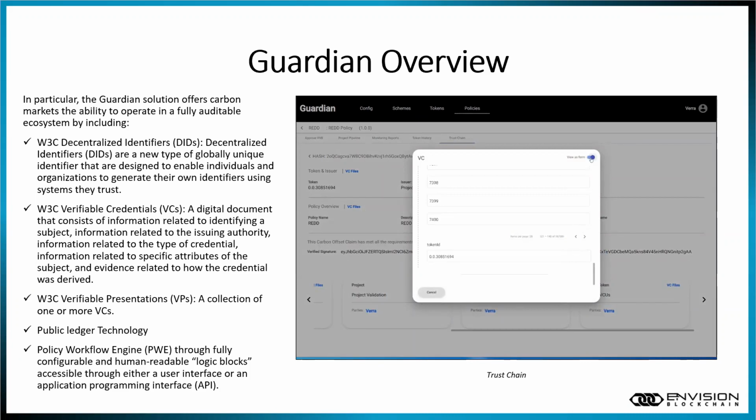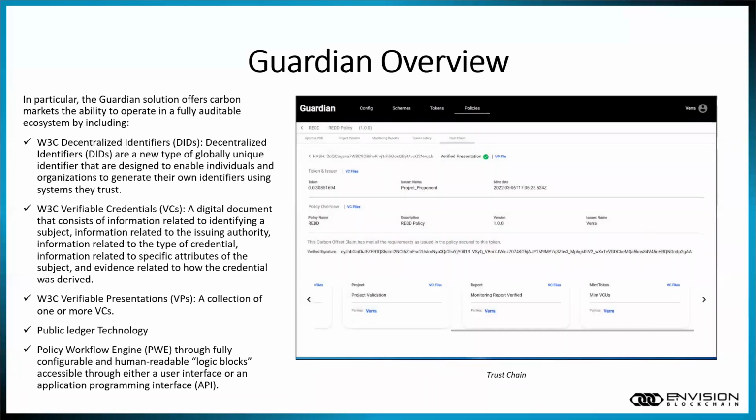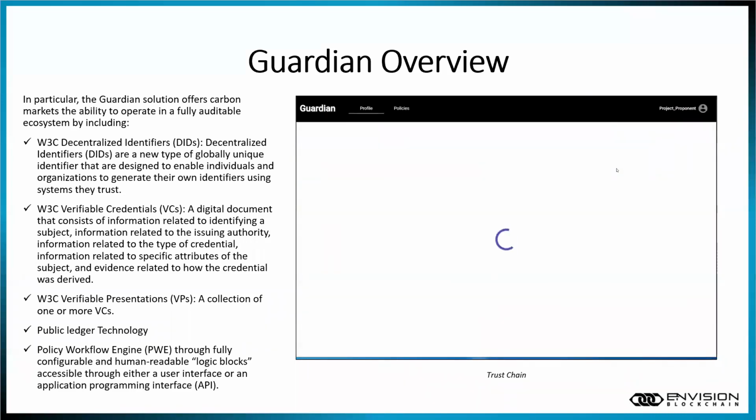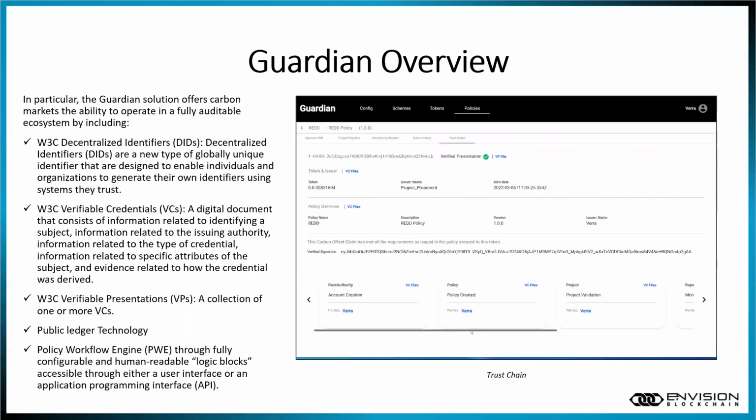Second, we use W3C verifiable credentials. VCs are digital documents that provide information related to the subject, the issuing authority, the type of credential, specific attributes of the subject, and evidence related to how the credential was derived. By using VCs, we can ensure that carbon credits are issued only to those who meet the necessary criteria and that the credits themselves are valid and trustworthy. We also use W3C verifiable presentations, VPs, and VPs are a collection of one or more VCs.